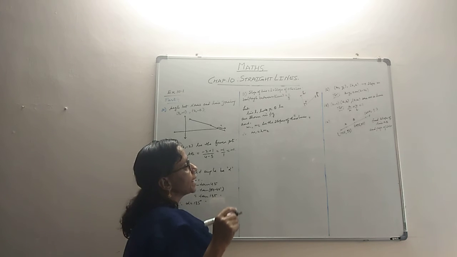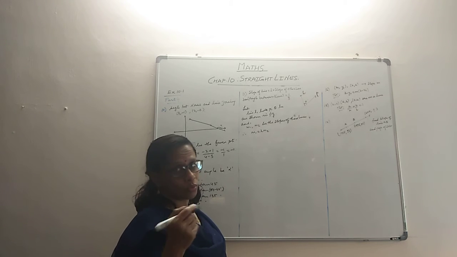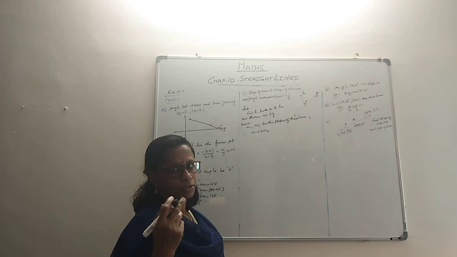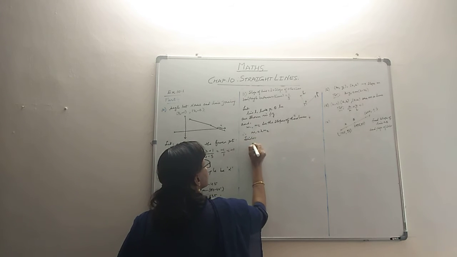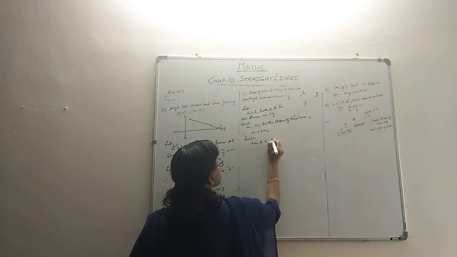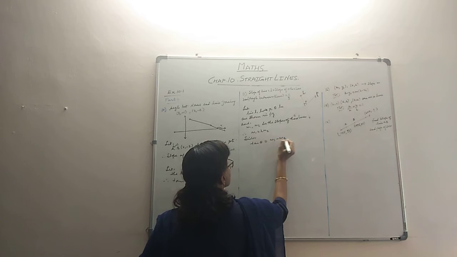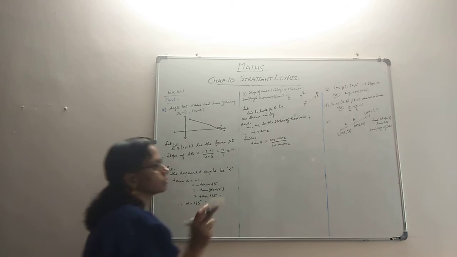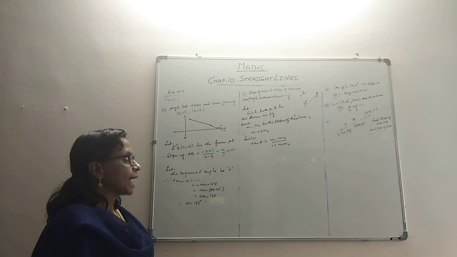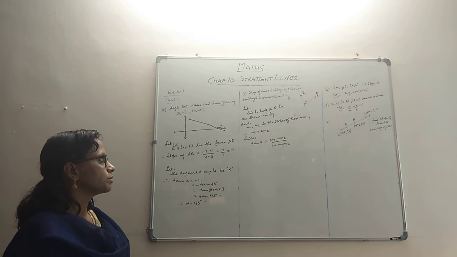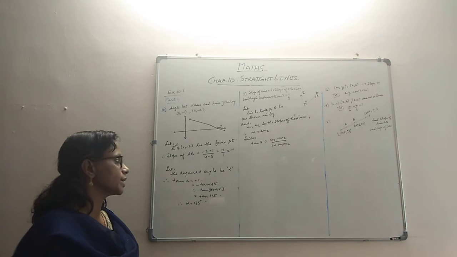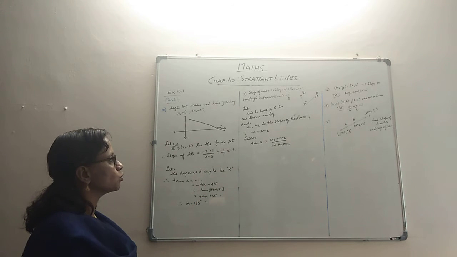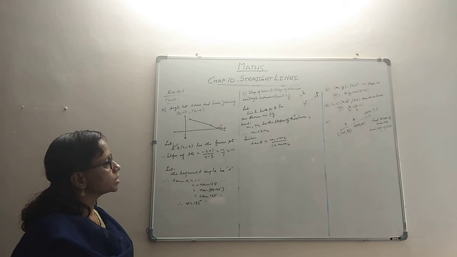It's also told that the angle between them is theta, and we know the formula for the angle between two lines. Since we know that tan theta is (m1 minus m2) by (1 plus m1 m2). That's how we find out the angle between the two lines, expressed in terms of the slopes of those two lines.